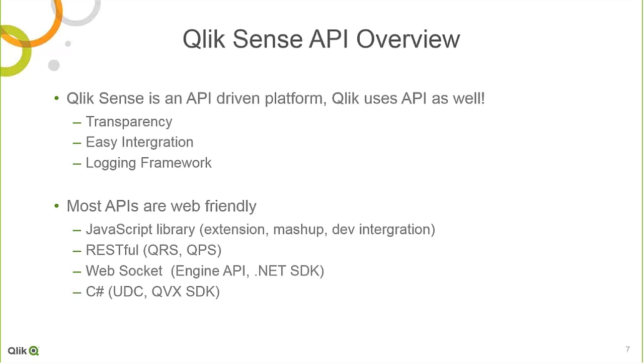But most of the mainstream web APIs are web-based. They are JavaScript libraries, like what we have used for extensions, mashups, and dev integration, and our service-level APIs are all RESTful, like the repository service, QRS, and the proxy service, QPS. And of course, the Qlik Engine API is one of the most important APIs in the system. It is based on WebSocket, and it relies on the context and the session.